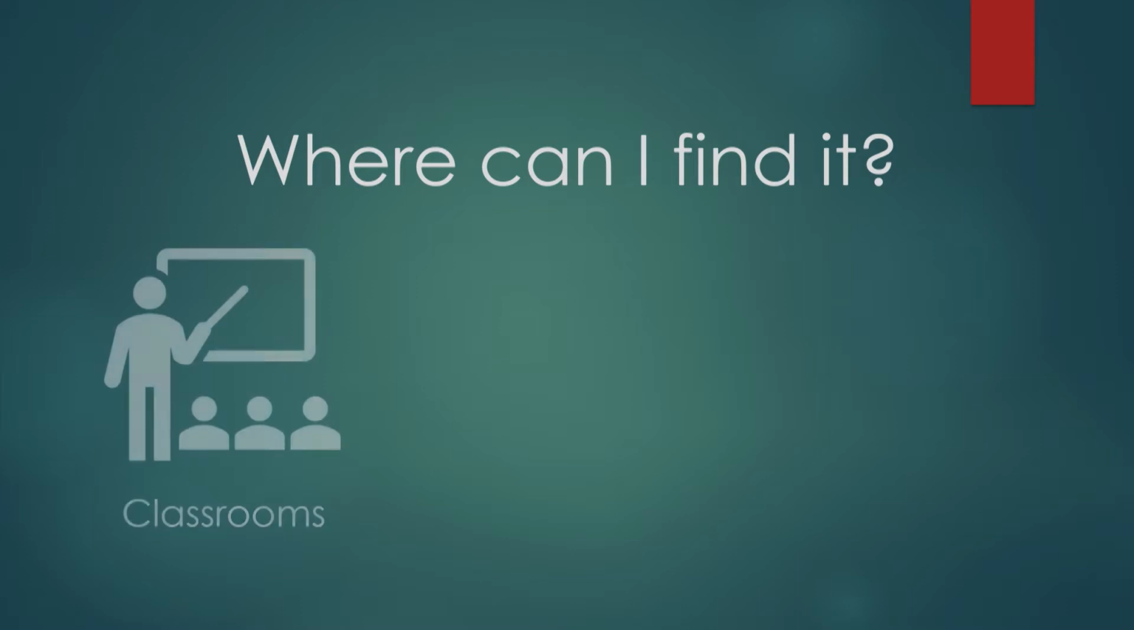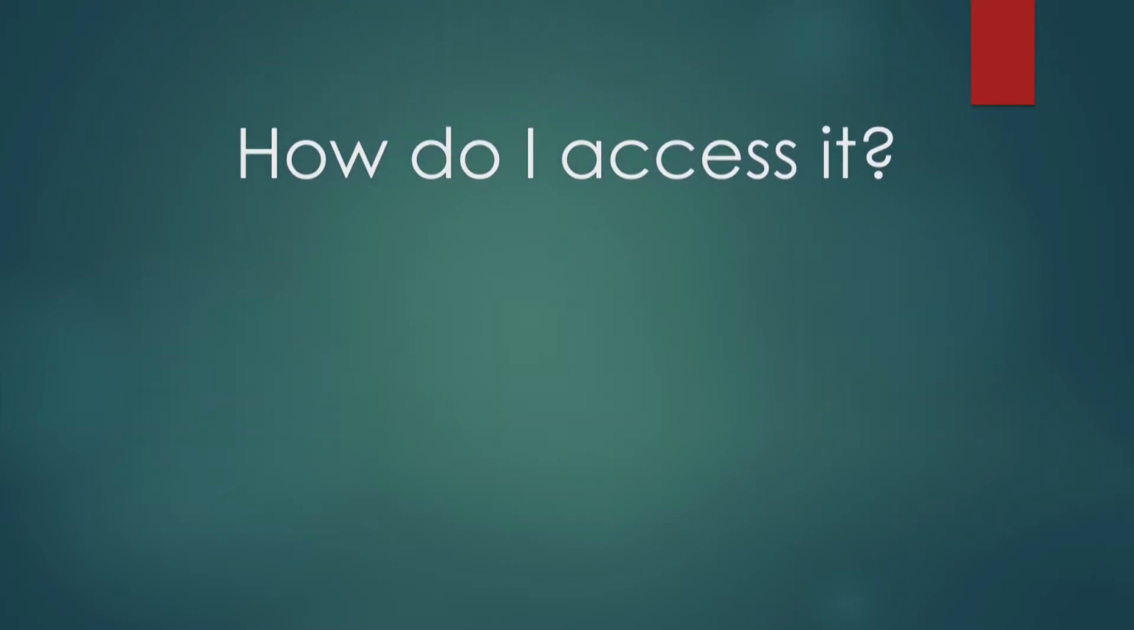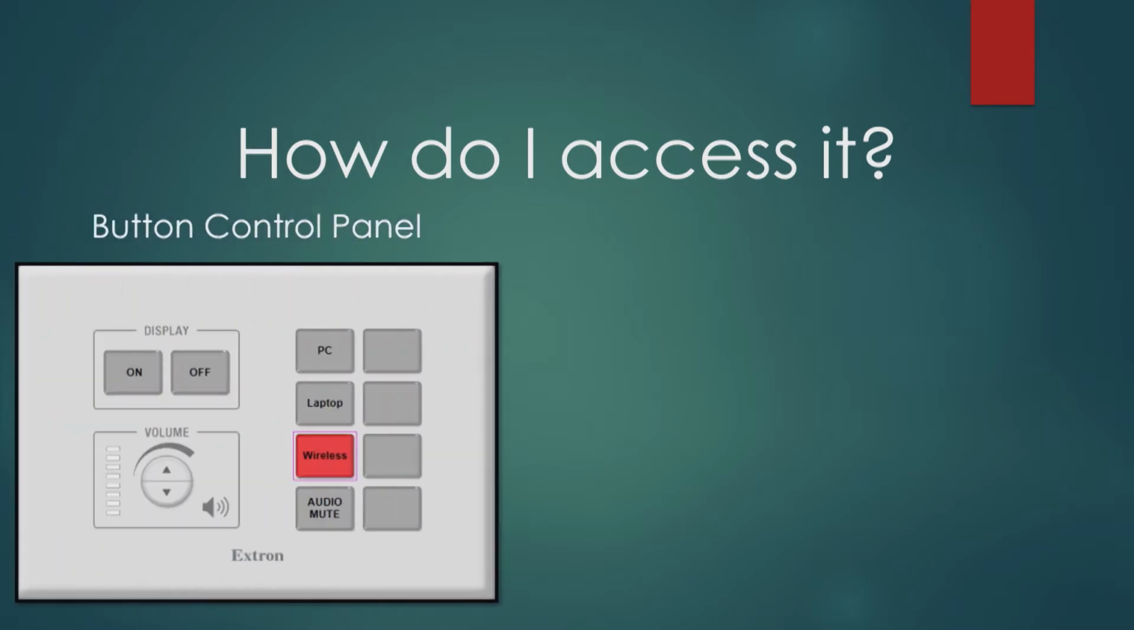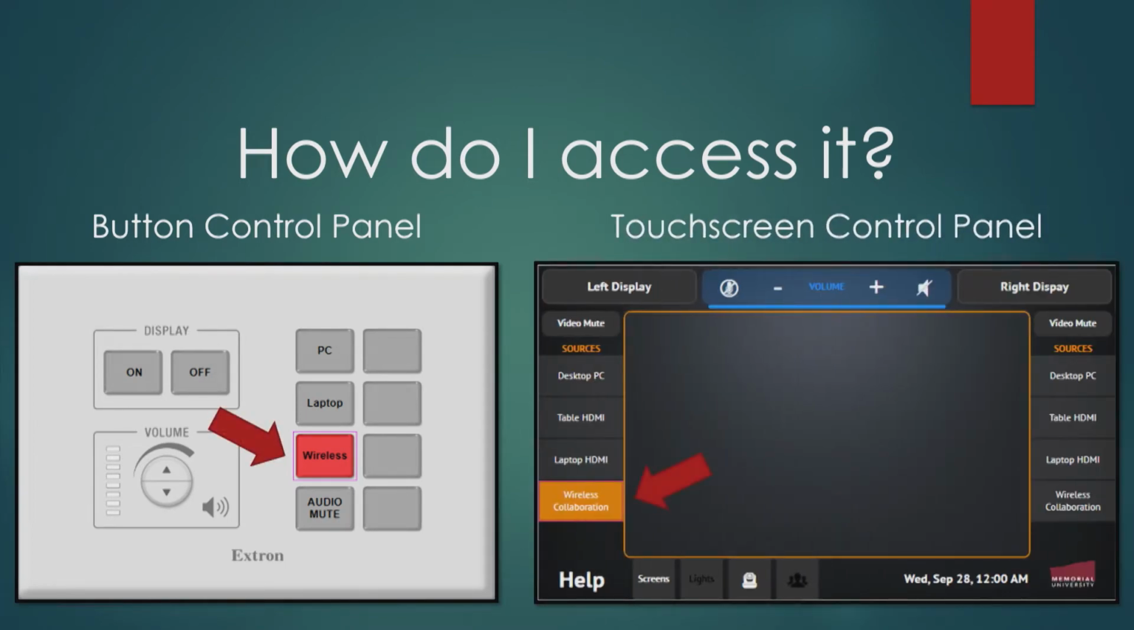Where can you find the Mersive Solstice? You can find it in classrooms, labs, and meeting spaces around campus. Check our website for more information. When you get to a supported space, how do you access it? Access to the Mersive Solstice on campus can be typically found on the room's control systems. In labs and smaller spaces, look for the wireless button on the control panel. In larger classrooms, look for the wireless collaboration button on the touchscreen panel that controls the existing classroom equipment.